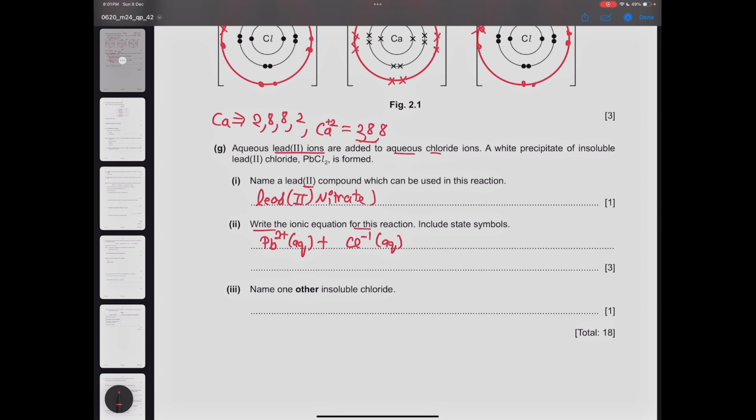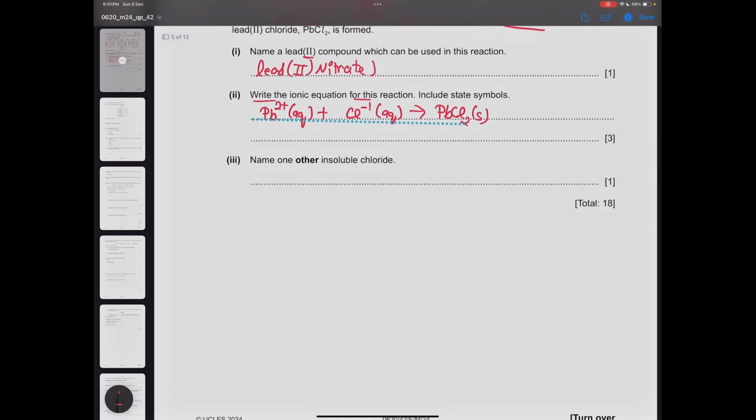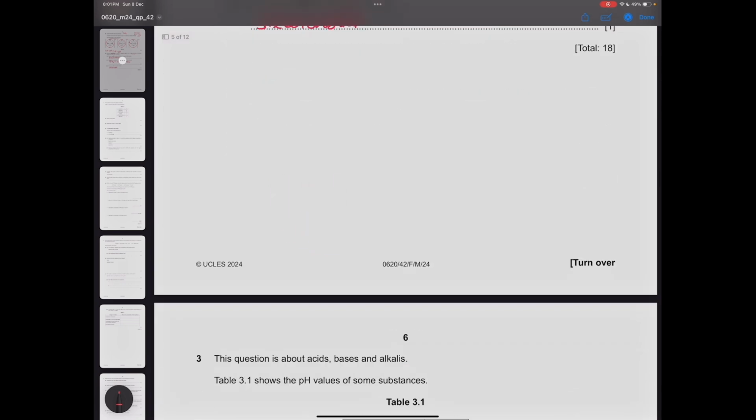What will it form? It will form lead chloride, so PbCl2. And this is a precipitate because they have mentioned it, so you just write it as (s). Name one other insoluble chloride. We know that silver chloride is insoluble, so you can just mention silver chloride. All right.